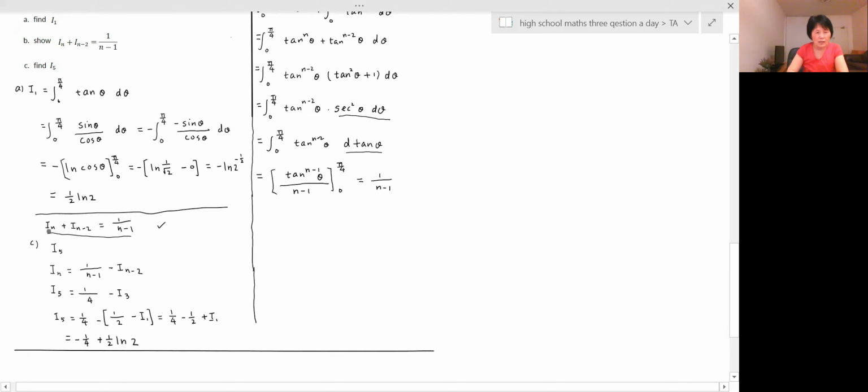So In equal to, I move this to this side, coming to this one. Now I5, so n using the 5 to replace, coming to this one. Then equal to 1 on 4 minus I3. I'll do another one. So this time I3, n using the 3 to replace. 1 on 3 minus 1 is a half, minus I1. Then equal to 1 over 4 minus a half plus I1. I1 we already did this before, so plus this one. Okay, we finished the question.